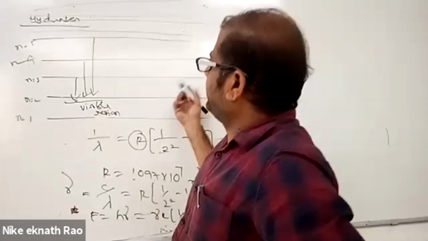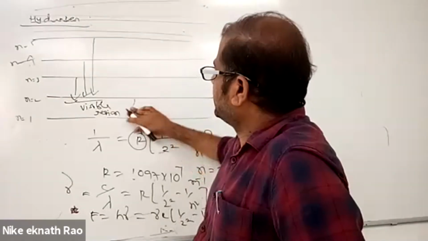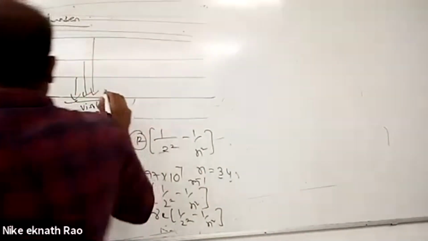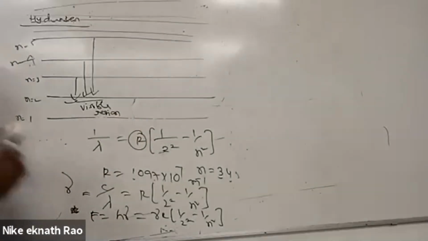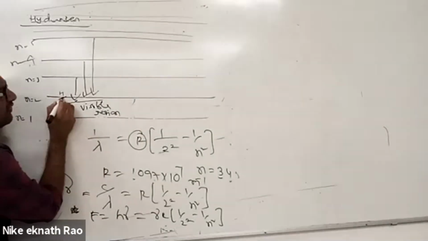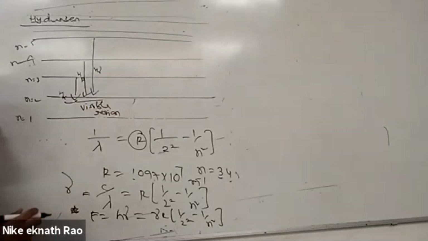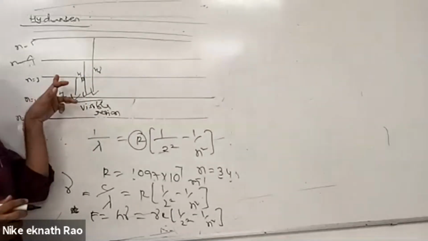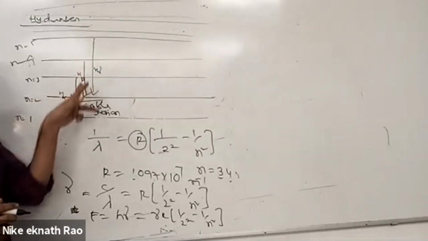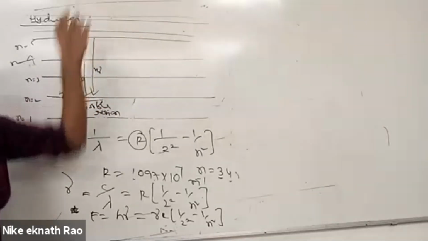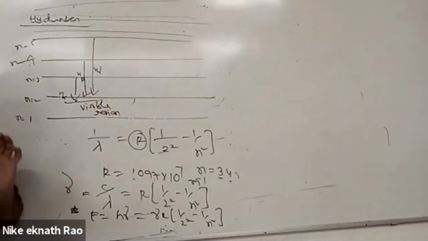Now the transition from n is equal to 3 to 2 has the highest wavelength and lowest frequency. This is called the H alpha line of hydrogen, this is called H beta, this is called H gamma. H alpha line is 3 to 2, H beta is 4 to 2, H gamma is 5 to 2. You can use the letters: H alpha line, H beta line, H gamma line.